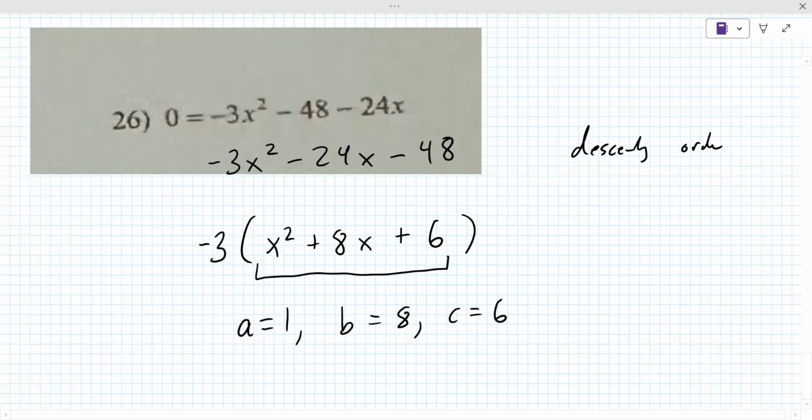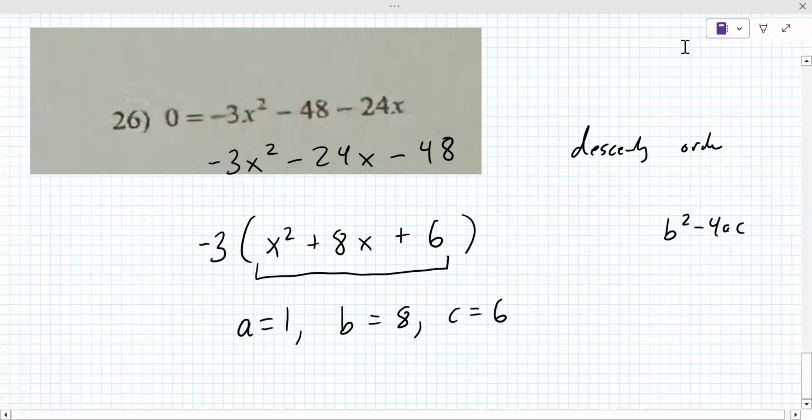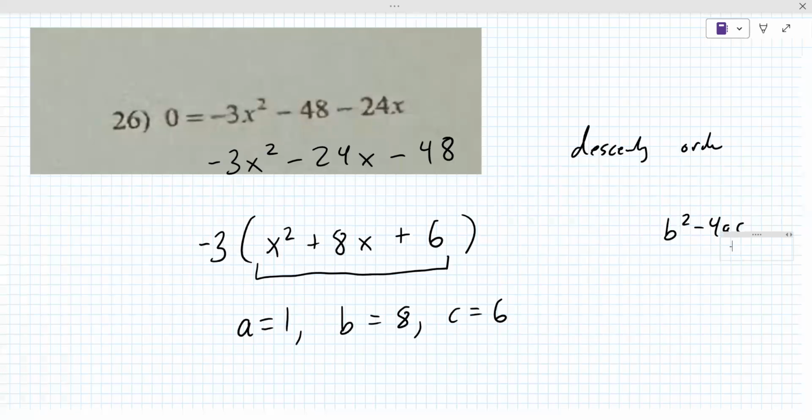So x equals -b plus or minus the square root of b squared minus 4ac, over 2a. Yes, very important. So x equals -8 plus or minus the square root of 64 minus 4 times 6, over 2. X equals -8 plus or minus... Wait, no, oh, I messed up here. I'm so sorry. This is 16.